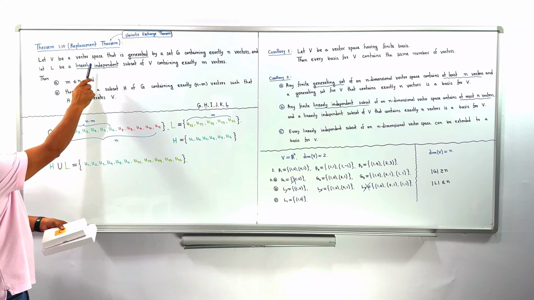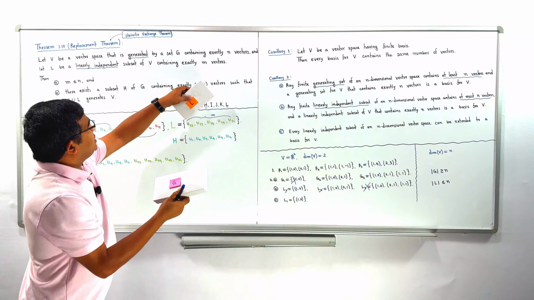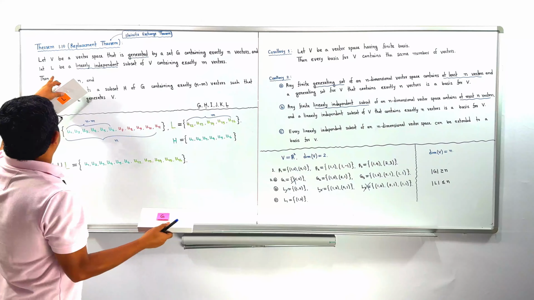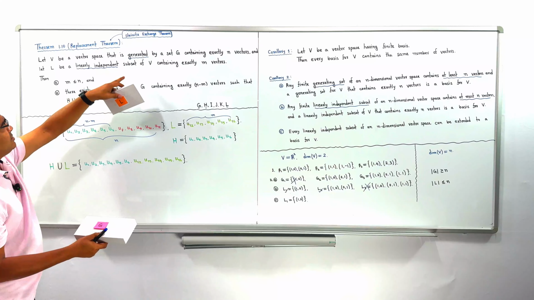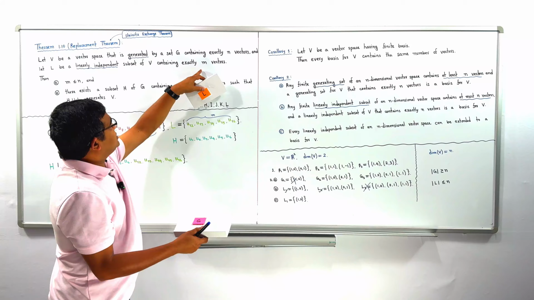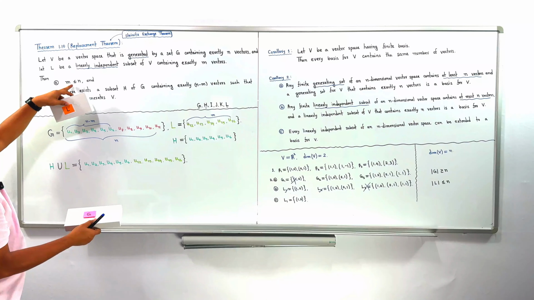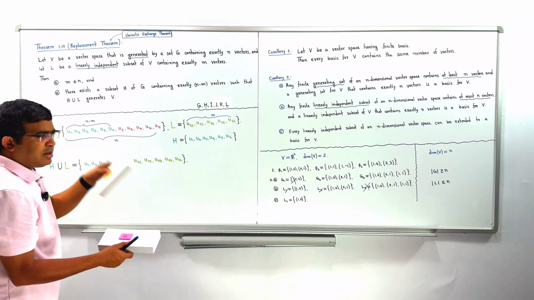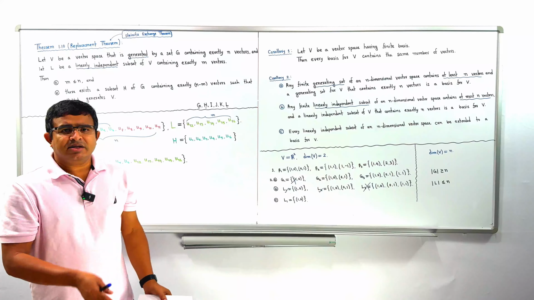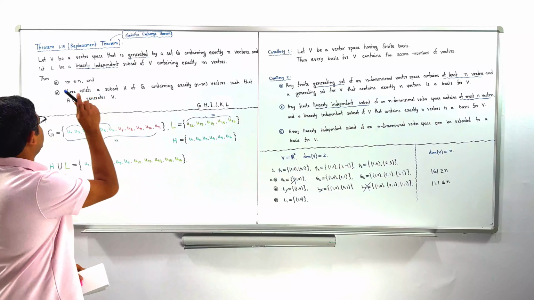Let V be a vector space that is generated by a set G containing exactly n vectors or elements, and L be a linearly independent subset of V. So L is linearly independent and contains m vectors. Then the conclusion is m should be less than or equal to n. That means the number of elements in a linearly independent subset would be less than or equal to the number of elements of the generating set. This is part A.